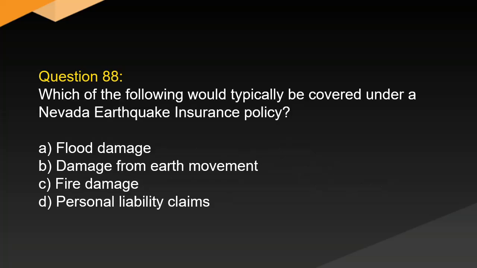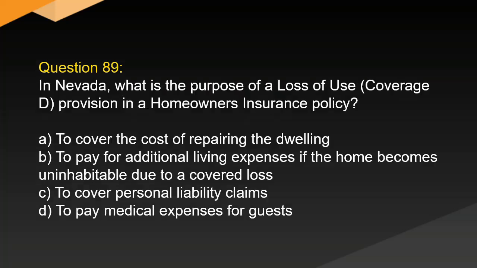Question 88. Which of the following would typically be covered under a Nevada earthquake insurance policy? A. Flood damage. B. Damage from earth movement. C. Fire damage. D. Personal liability claims.